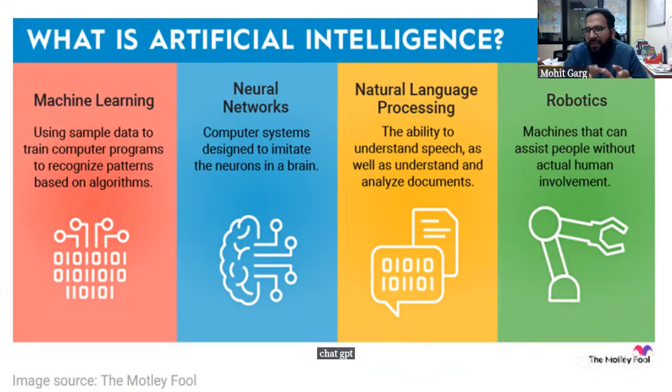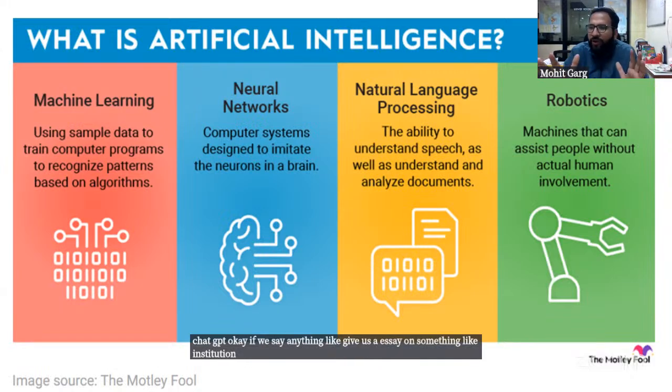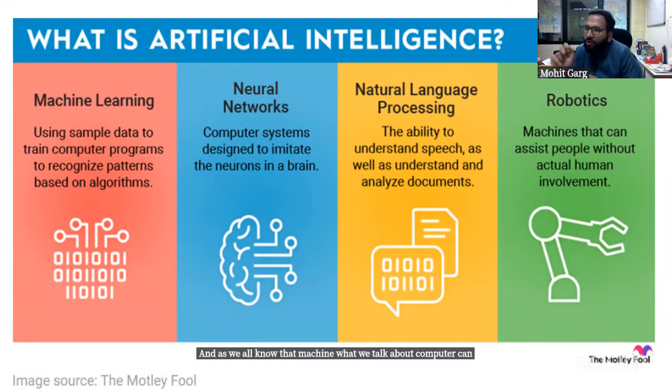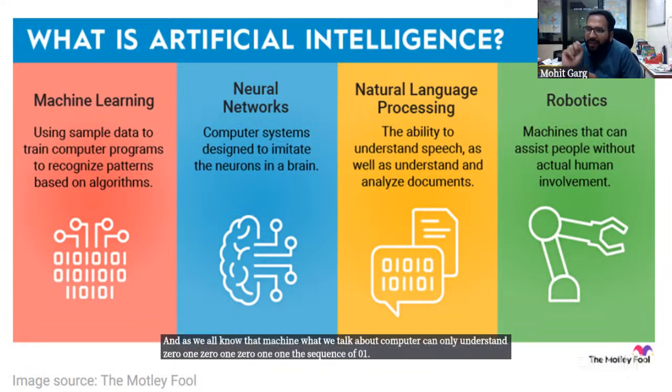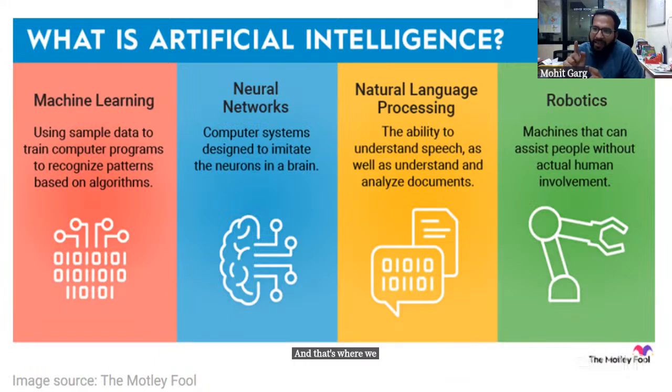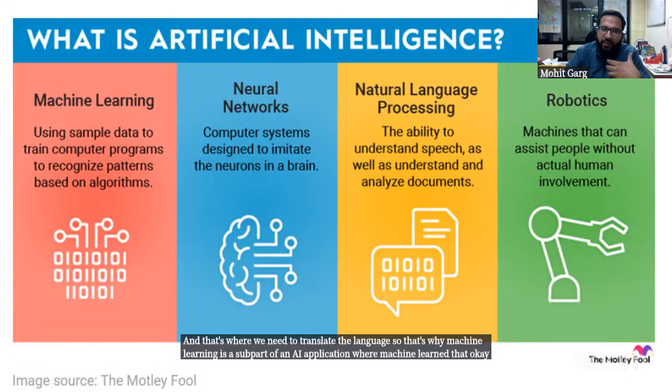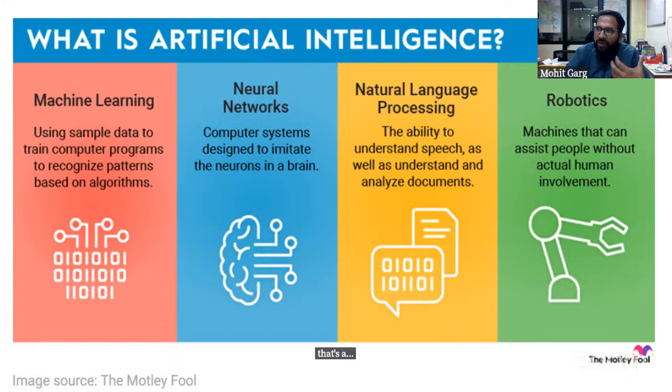If we say, give us an essay on something like the Constitution of India in Hindi, the machine needs to understand what exactly the Hindi language is. As we all know, a computer can only understand 0 1 0 1 0 1, a sequence of 0s and 1s. That's where we need to translate the language. That's why machine learning is a sub part of an AI application, where the machine learns that this is the input from the user and it has to respond in that kind of format.